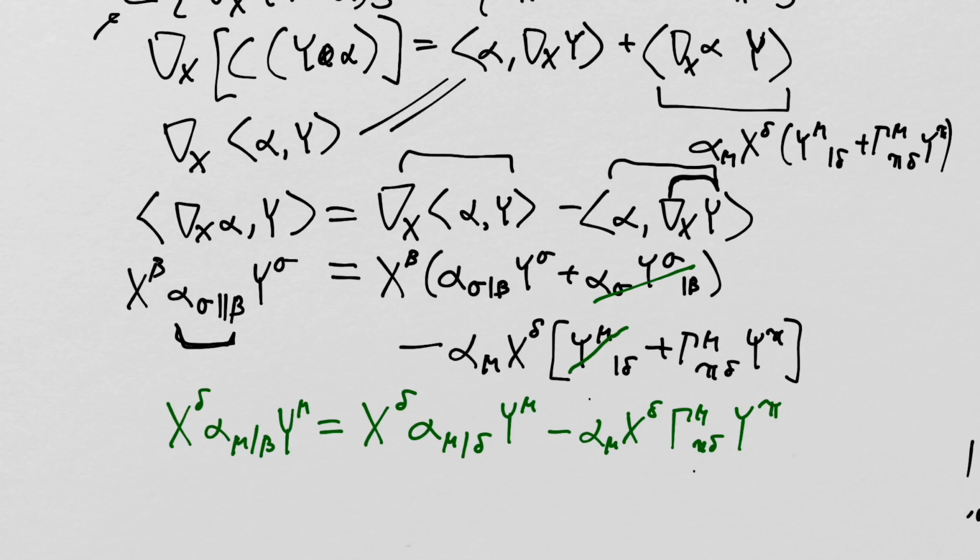But this has got to always be true for any vectors y and x, right? Any vector x and any vector y, you're going to have to get this to work. So I can actually take these vectors out. I can take x delta y mu alpha mu beta, right? Put it all on the left, and here I can take x delta y mu. Whoops.